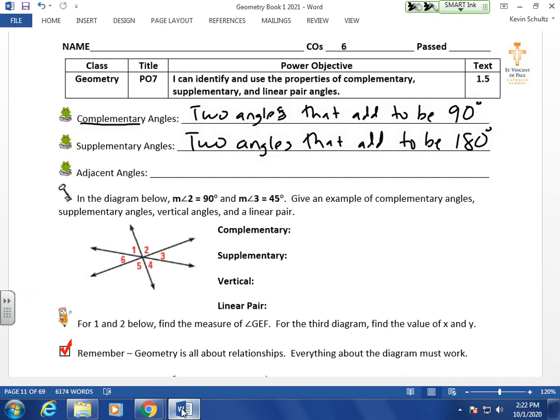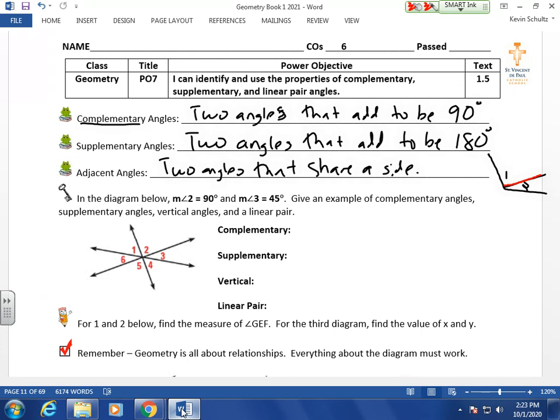We did talk about adjacent angles last week. The word adjacent means next to. In the geometry context of angles, it would be two angles that share a side. An example would be something like this. Angle 1 and angle 2 are adjacent angles because they have this side that they share. That side is both a part of angle 1 and angle 2.